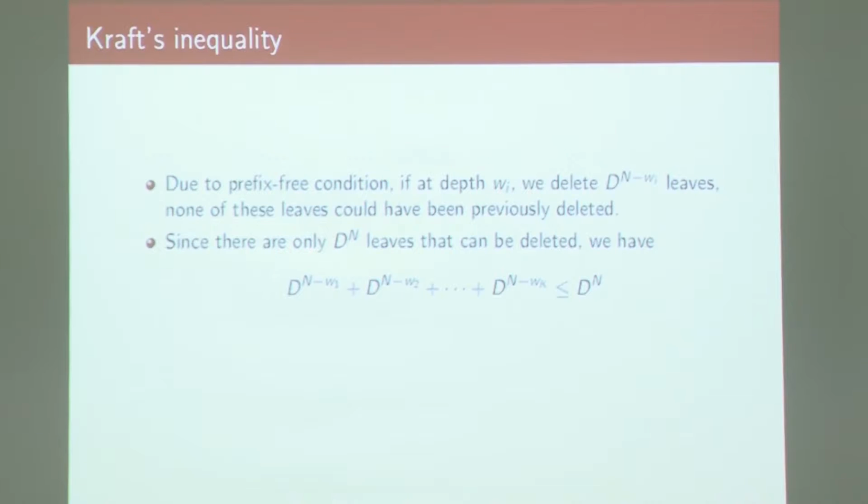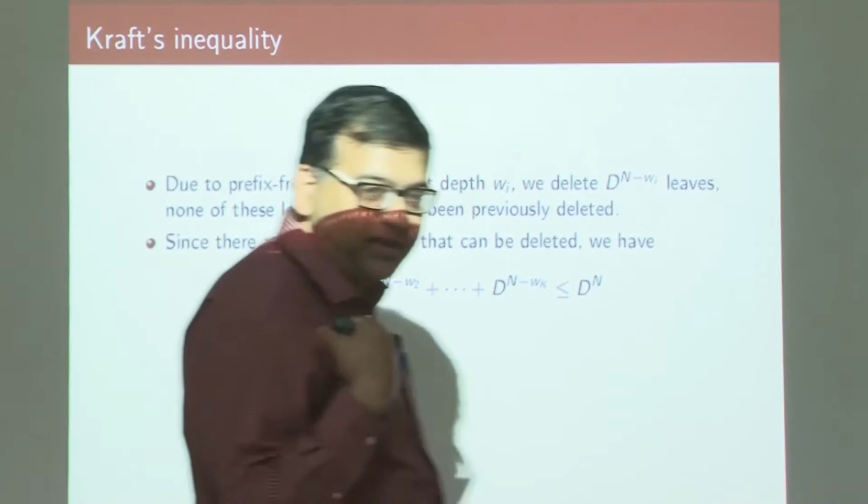Since the total number of leaves is d raised to power n, this many leaves I am deleting for the first prefix free code, and likewise for the second, third, and the kth. The total leaves I can delete can at most be d raised to power n, right. Do you agree that this condition needs to be satisfied?